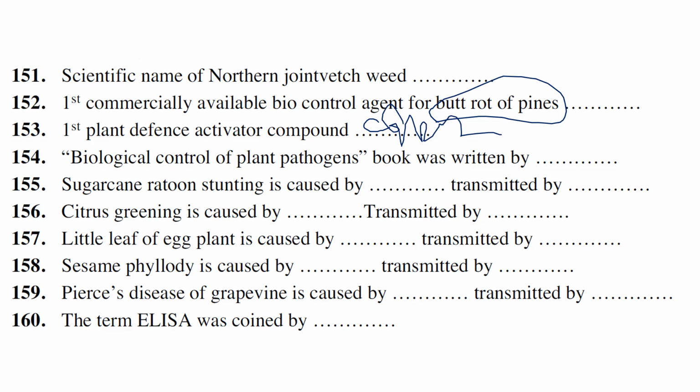Biological control of plant pathogens. So okay, the Biological Control of Plant Pathogens book was written by Baker and Cook in 1983. It's a very famous book. Biological control of plant pathogens was written by Baker and Cook, 1983.